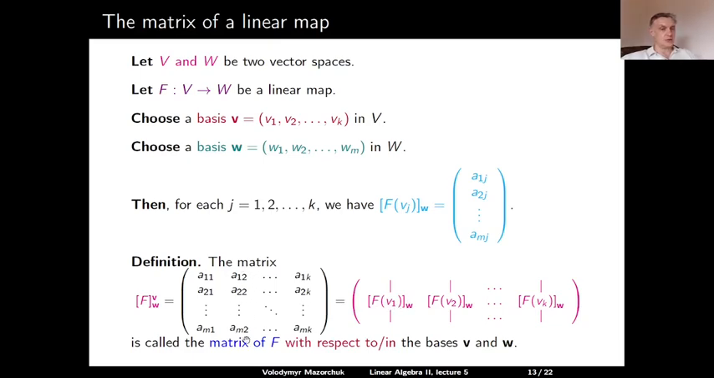The second column of this matrix is the column of the coordinates of the element F of V2 in the basis bold W, and so on. So the matrix has k columns, exactly as many columns as we have elements in the basis bold V. Why is this a useful notion?